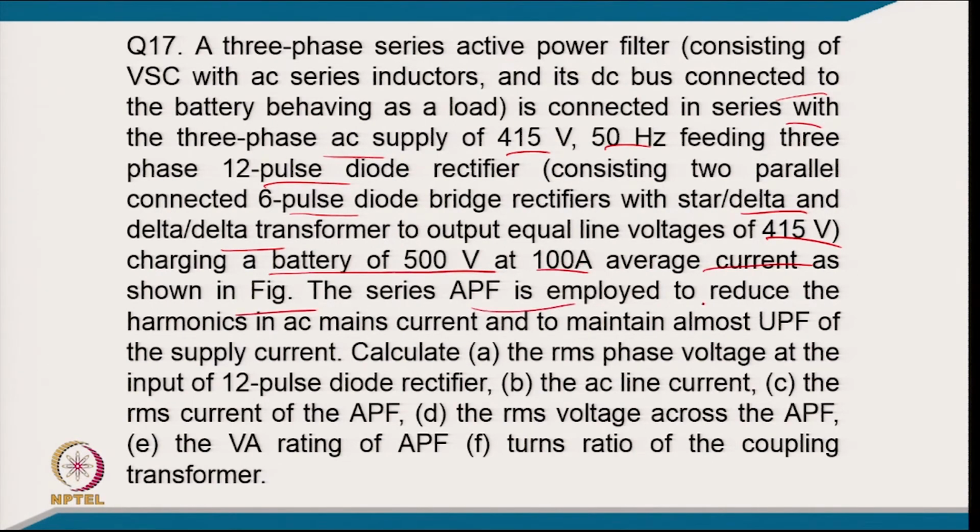So, a series active filter is employed to reduce the harmonics in the AC mains current and to maintain an almost unity power factor of the supply current. Calculate: A, the RMS phase voltage at the input of the 12 pulse diode rectifier; B, the AC line current; C, the RMS current of the series active filter; D, the RMS voltage across the active filter; E, the VA rating of the series active filter; F, the turns ratio of the coupling transformer.